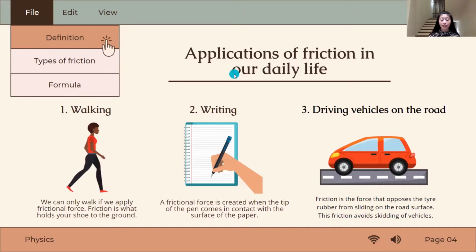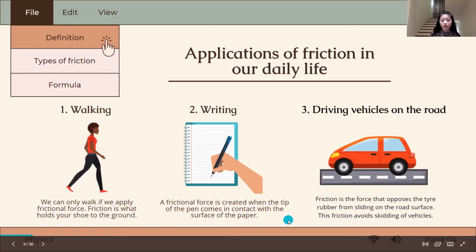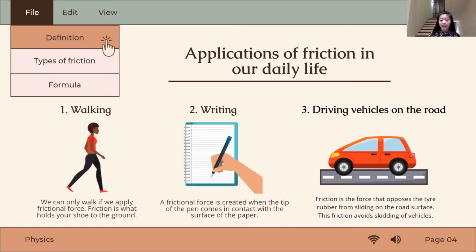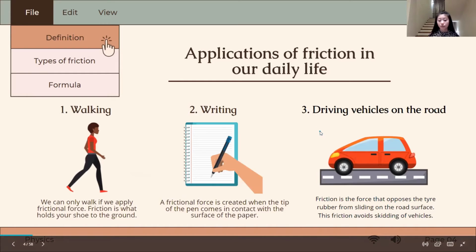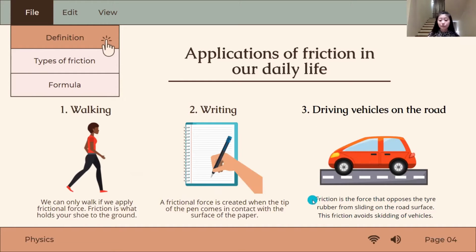Applications of friction in our daily life. Friction is almost all around us. For example, walking. We can only walk if we apply frictional force. Friction is what holds your shoe to the ground. Second, writing. A frictional force is created when the tip of the pen comes in contact with the surface of the paper. And third, driving vehicles on the road. Friction is the force that opposes the tire rubber from sliding on the road surface. This friction avoids skidding of vehicles.